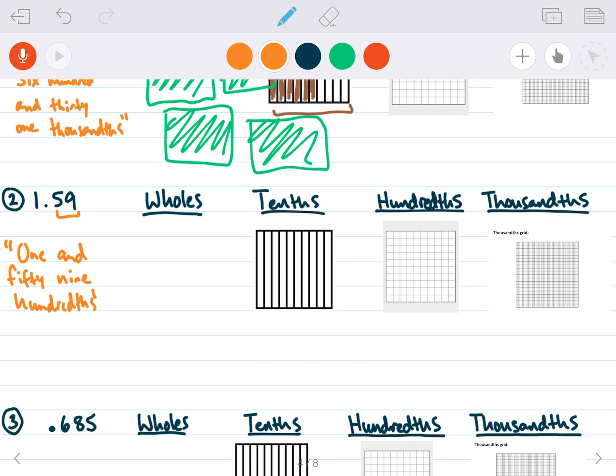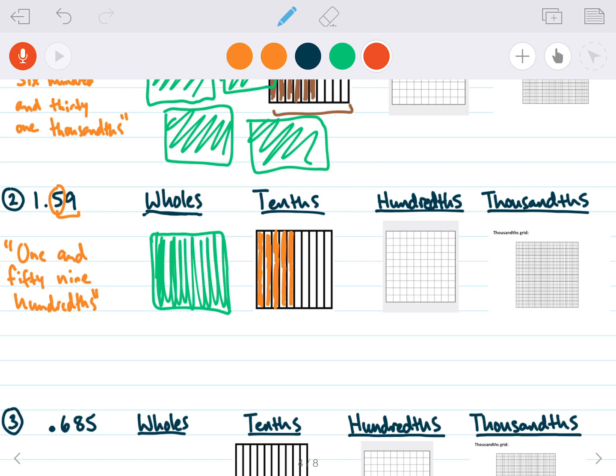Okay, so how do we illustrate this pictorially? Well, the only whole we have is 1. We have 1 whole, and maybe I should make this as big as our picture here. So that's 1 whole, all shaded. And the next number is the tenths place number. So this says I have 1 whole and 5/10. So I'm going to shade in 5 of these tenths. 1, 2, 3, 4, 5.